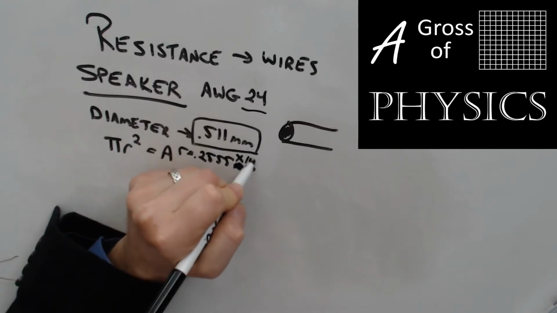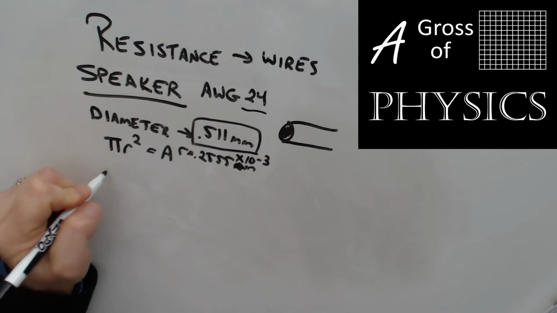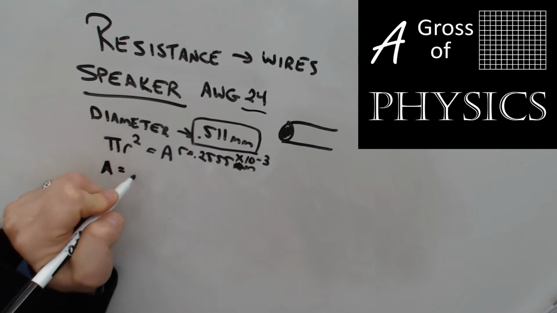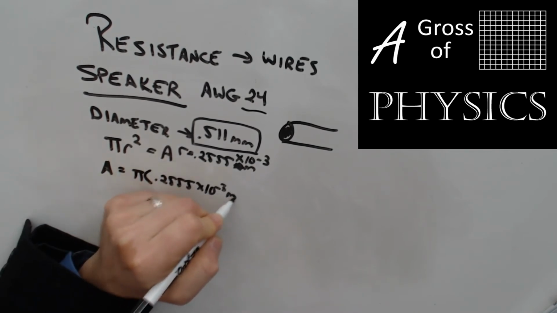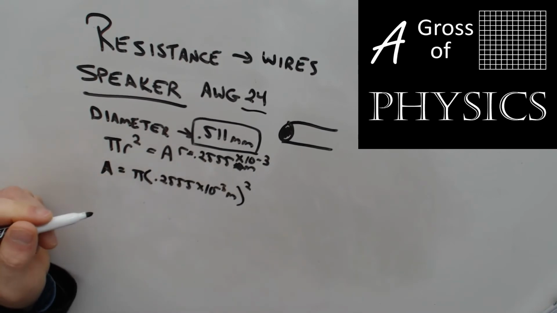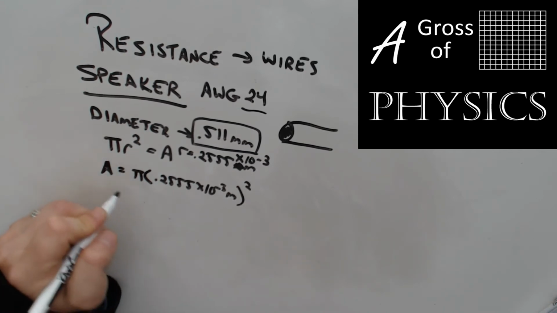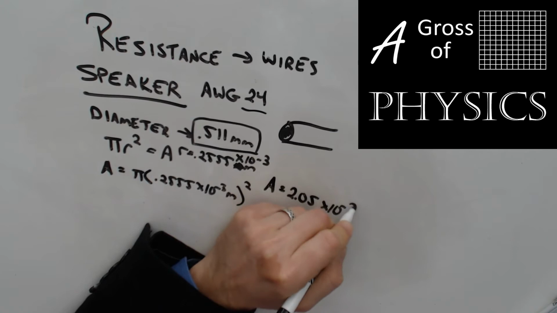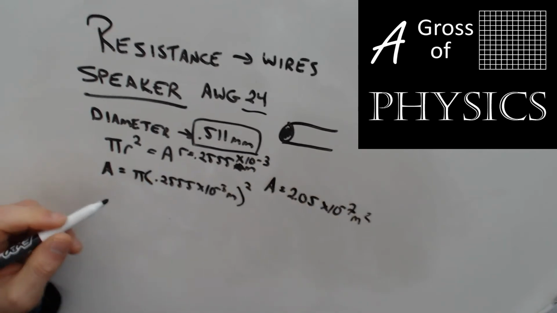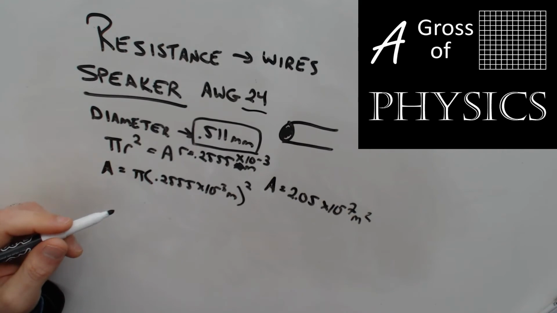And I'm going to make that 10 to the negative 3 to get rid of the milli. So the area of this wire is pi times 0.2555 times 10 to the negative 3 meters. And I'm going to square it. So that number squared, 0.2555 e negative 3 squared times 3.14 gets me the cross-sectional area, which is 2.05 times 10 to the negative 7 square meters. Small value, but the diameter is small, and that was small for millimeters.